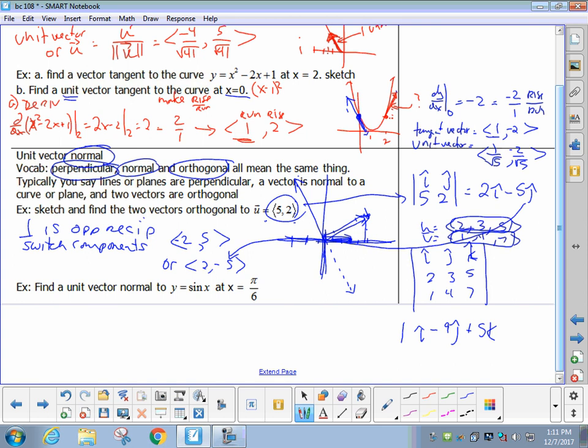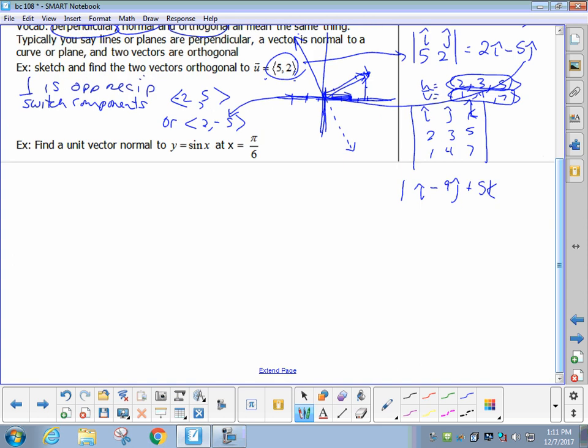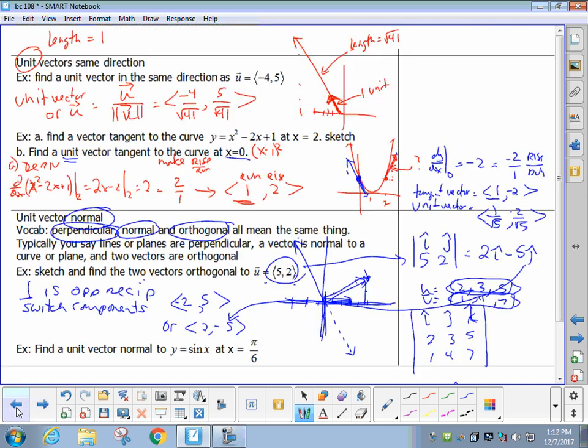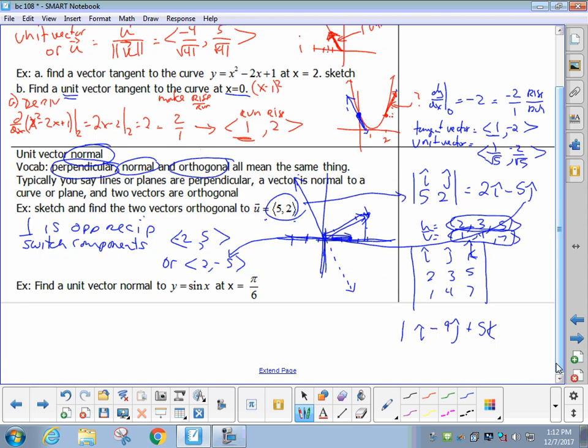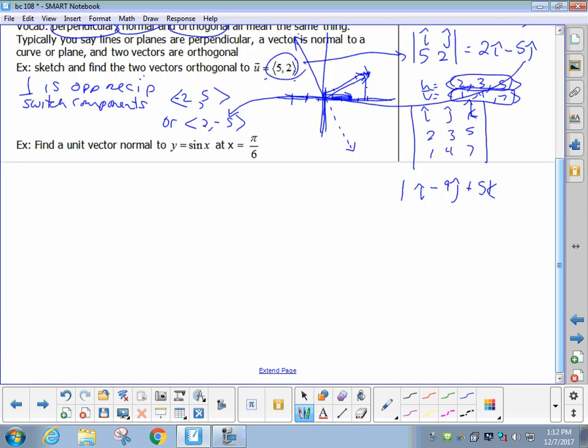Now we'll come back to 3, so don't sweat it. Okay? So why did you do this? Sorry, Mr. Fontaine, to waste your time. All right. If I asked you to find a unit vector normal to sine at pi over 6, what would I do?